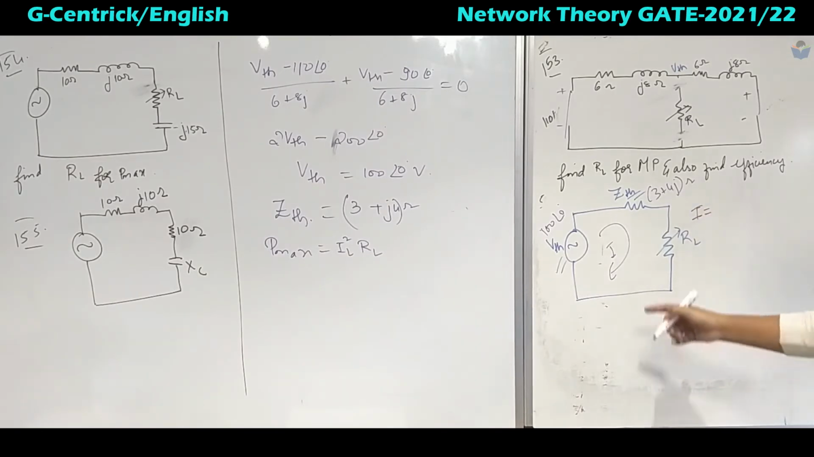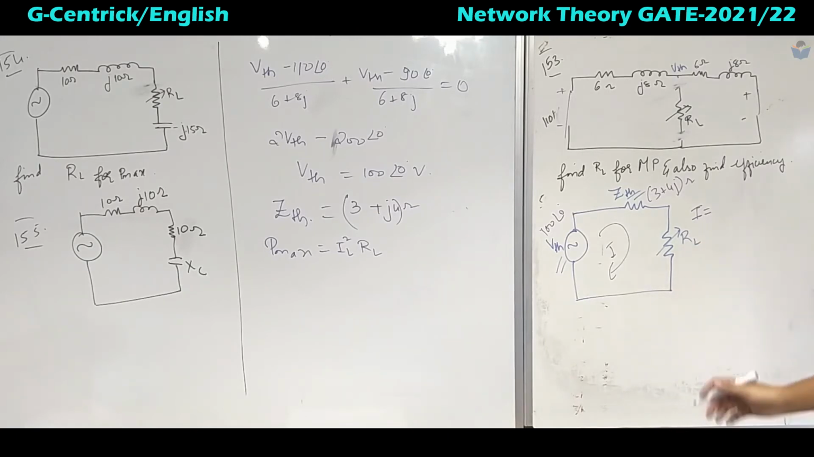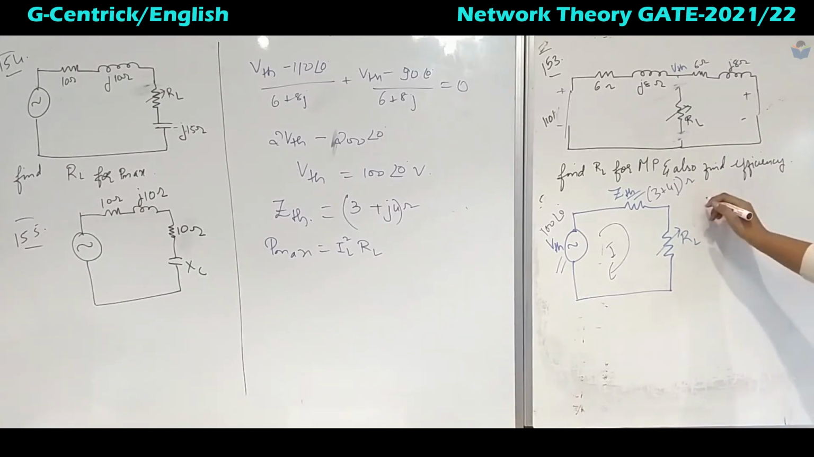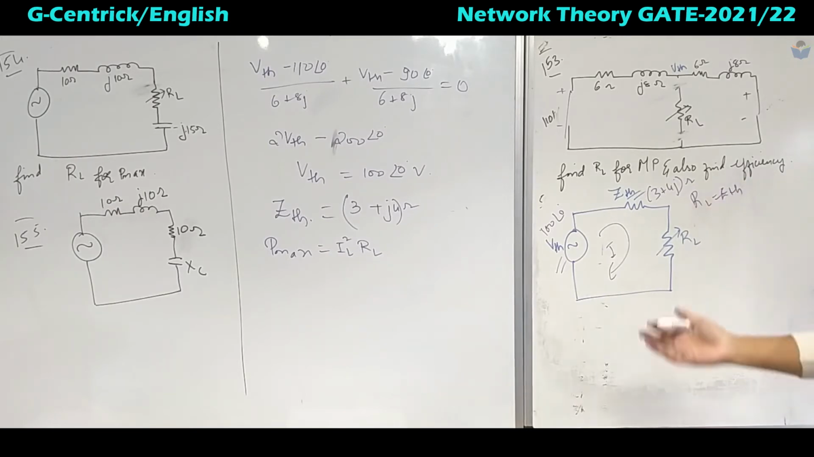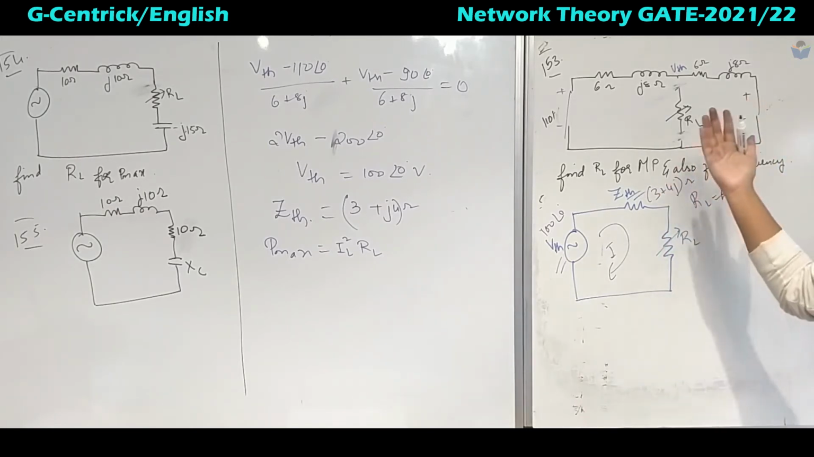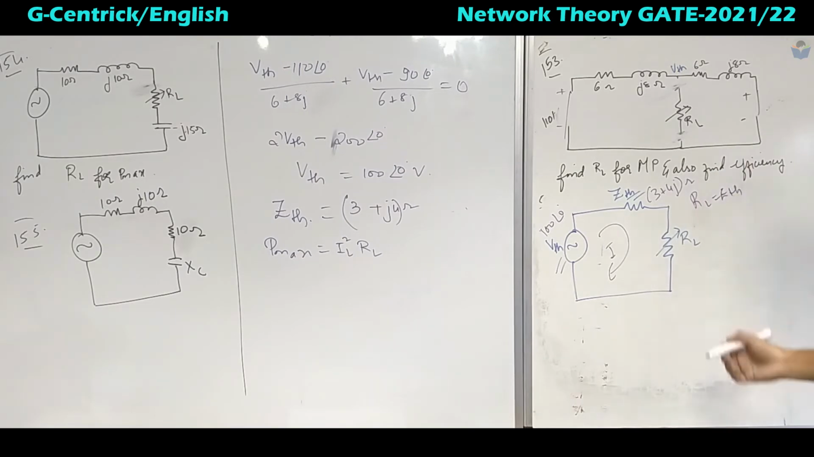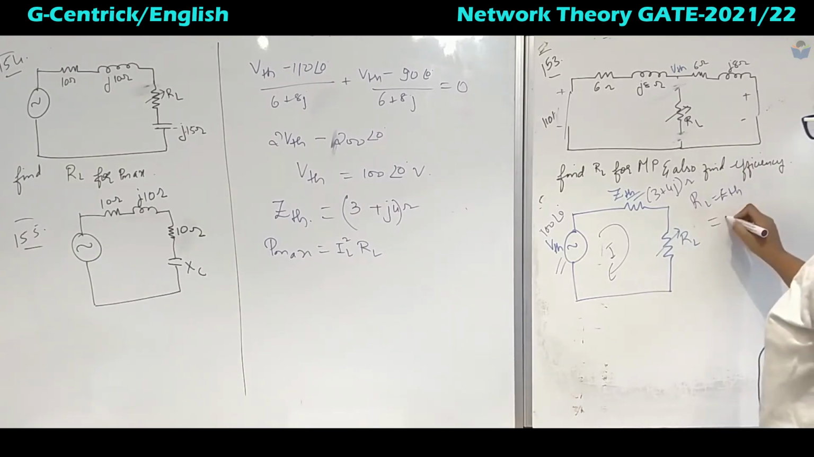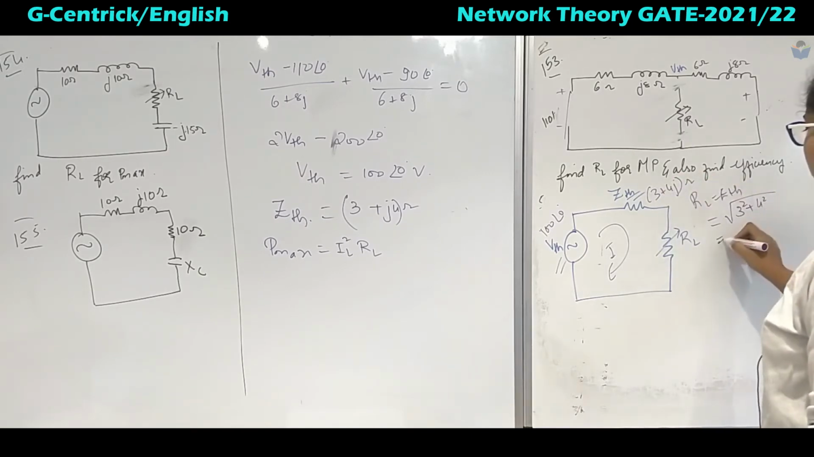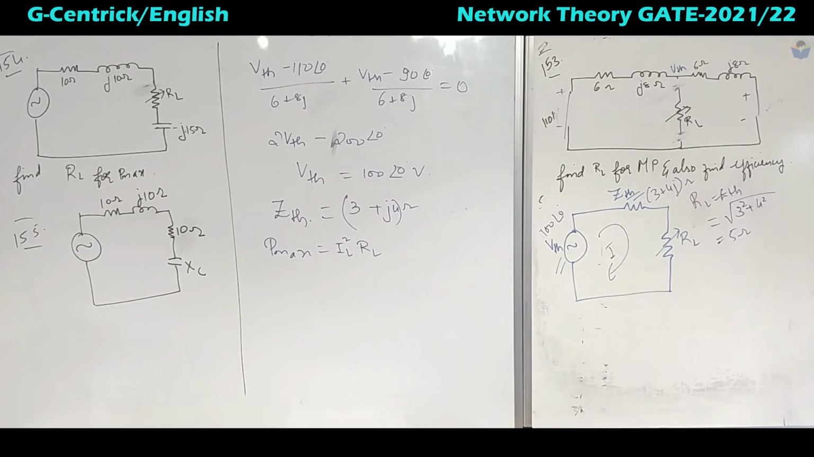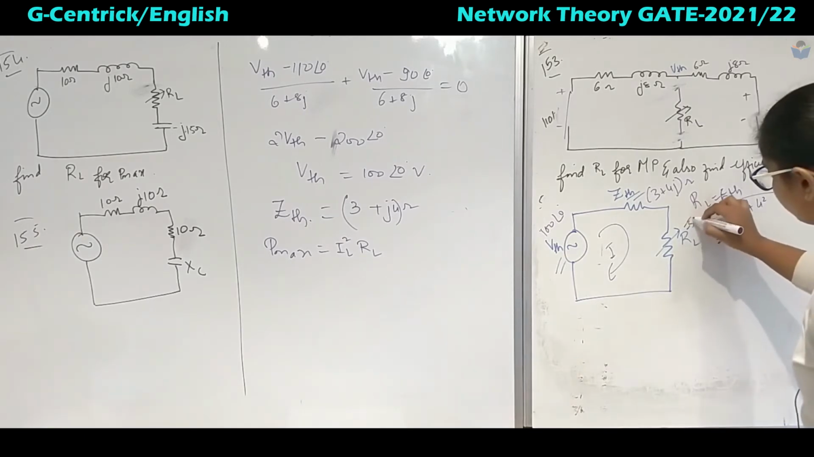So before that, what do I have to find? I have to find RL. I do not know what RL is, but I know that RL will be equal to the magnitude of ZTH, because RL is variable; it is the first case. So how do I find RL? It is the square root of 3 square plus 4 square, which comes out to be 5 ohms.